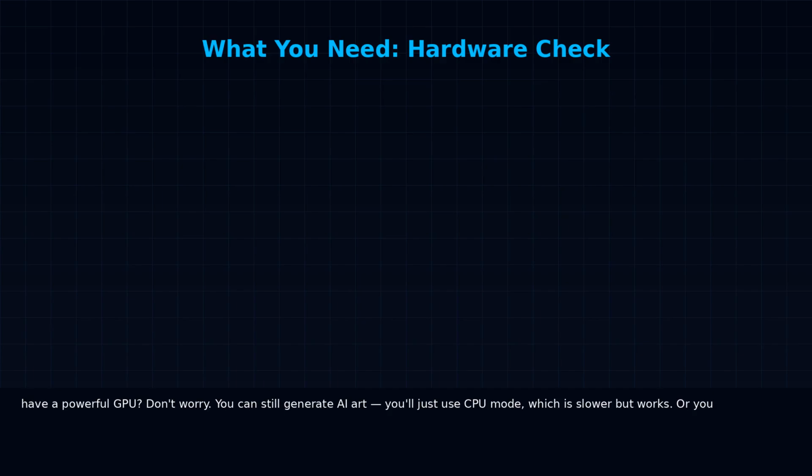But what if you don't have a powerful GPU? Don't worry, you can still generate AI art. You'll just use CPU mode, which is slower but works. Or you can use cloud GPU services like Google Colab, which gives you free access to powerful GPUs for limited sessions. The point is there's a path forward no matter what hardware you have. Write down your GPU model and VRAM amount, because you'll need to know this when choosing your models later. If you're not sure, just type dxdiag on Windows or check your system information.